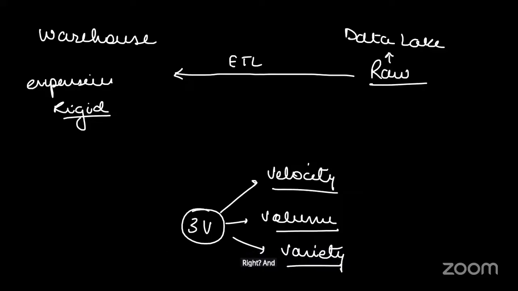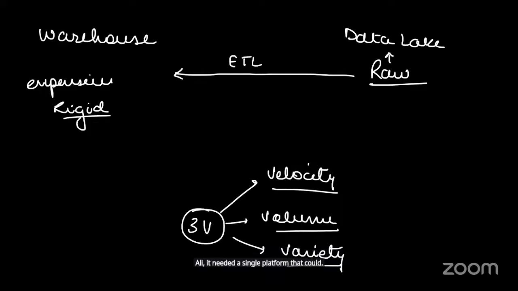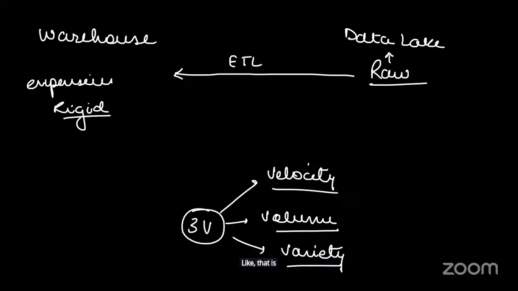And that led to a very slow time to insight. The process of moving data between the different systems, right? So business decisions were also delayed, as some latency was involved there, and the ETL pipelines are also very complex and difficult to maintain. So the industry needed a better way. All right. It needed a single platform that could offer the scale and flexibility of a data lake, and the performance and reliability of a data warehouse. And that is where Databricks enters with its lakehouse revolution. All right. That is where Databricks enters the story.